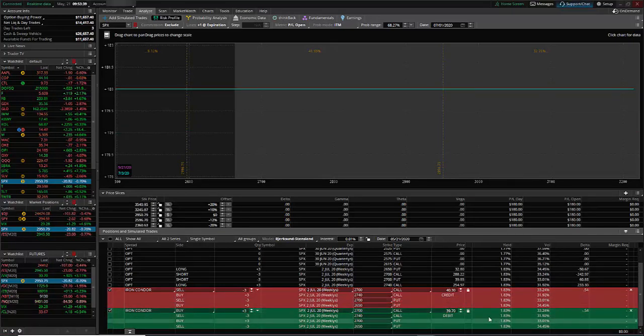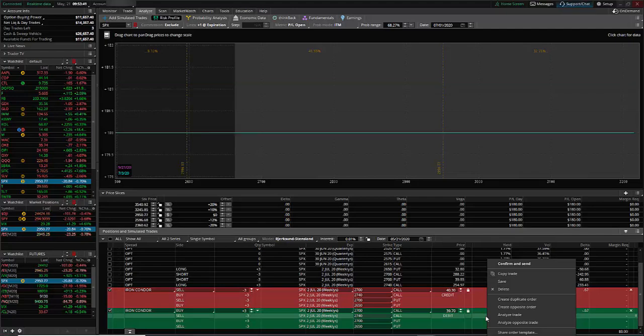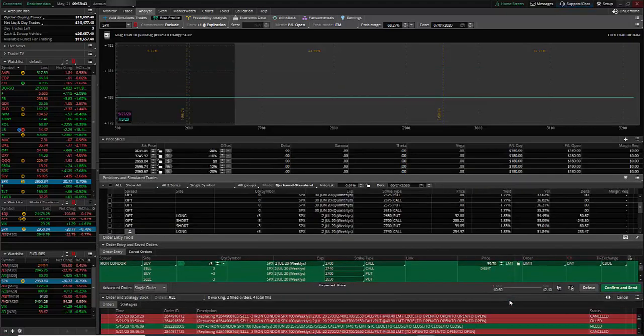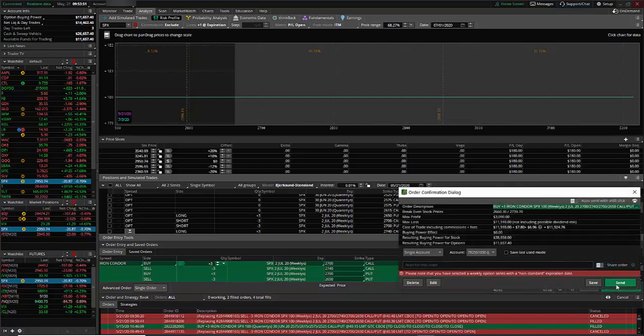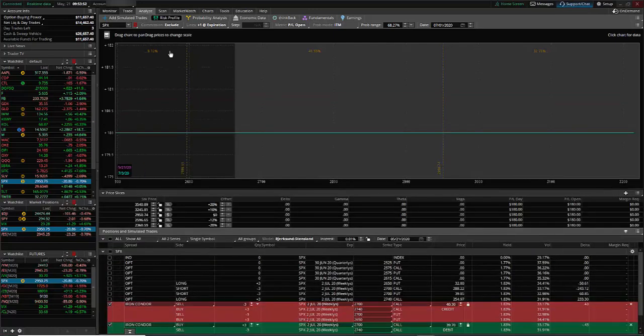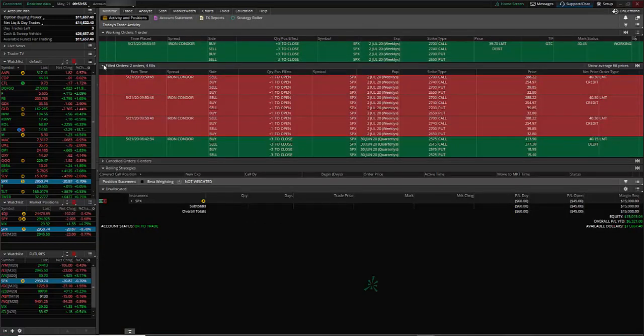And we have 3 tranches, so we're going to right click that, hit create duplicate order, and we're going to go to the GTC, make sure that's locked, $39.70, that's what we want to get, confirm and send. And now we have our GTC order ready to go. And tomorrow we'll come in and we will manage the position.